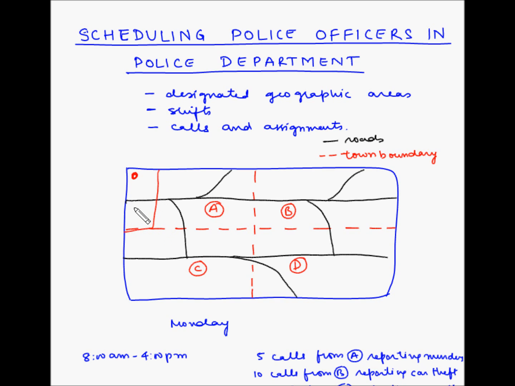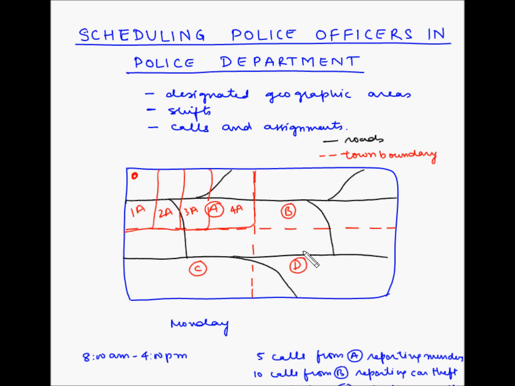So this could be zone 1A, this could be 2A, this 3A, and this 4A. And then based on these zones, then the police department will designate one patrol car in region 1A, one in region 2A, and so on.